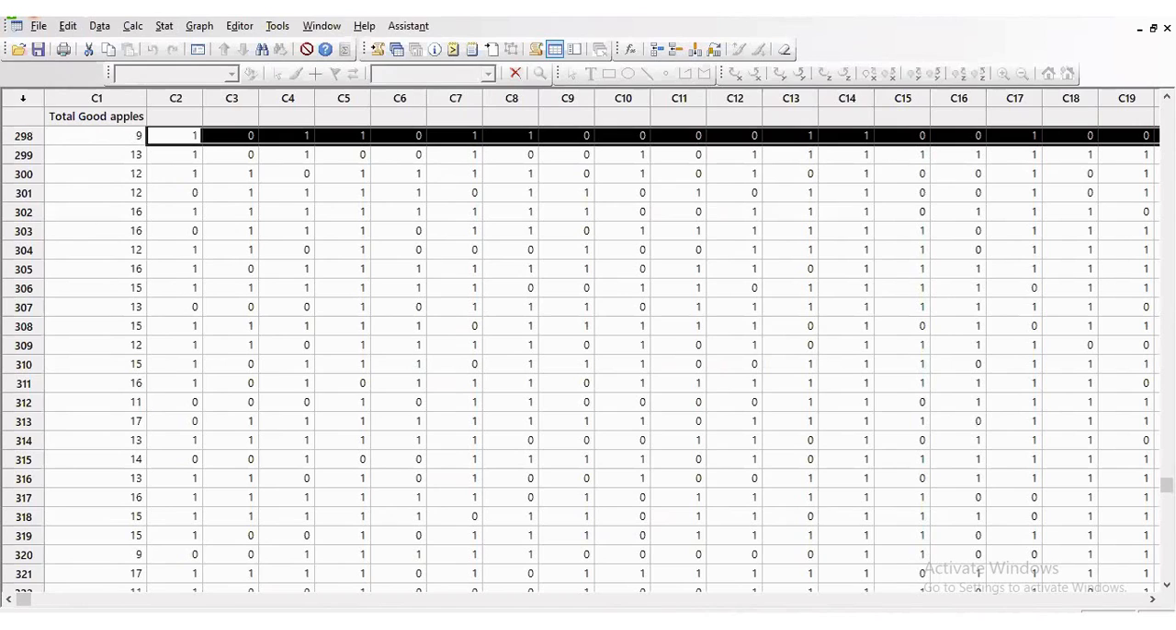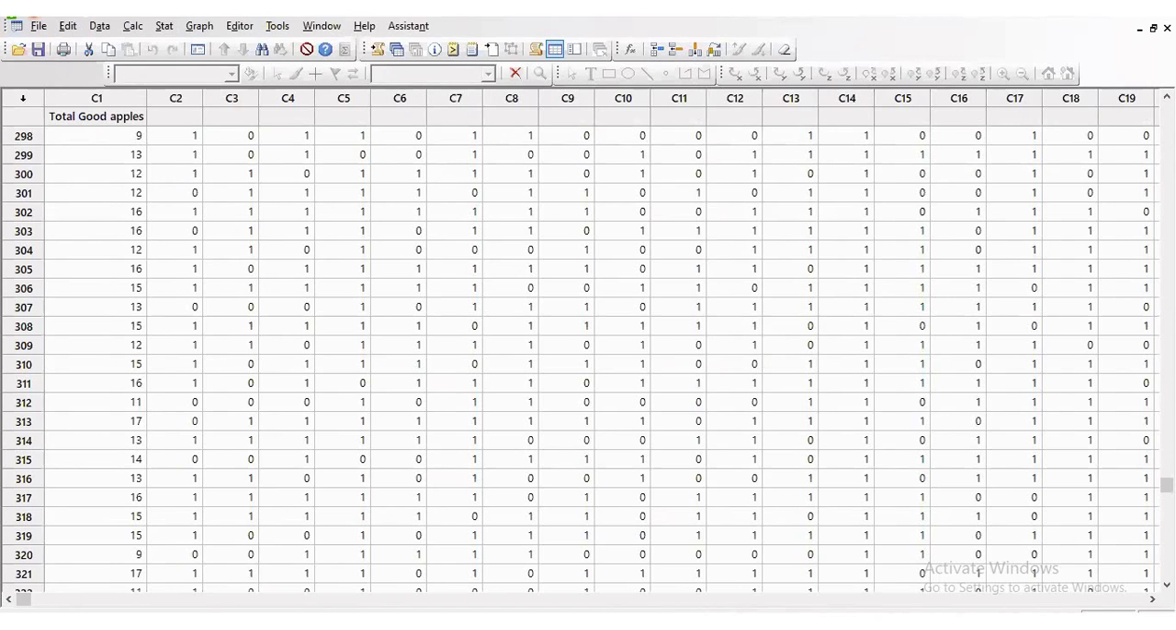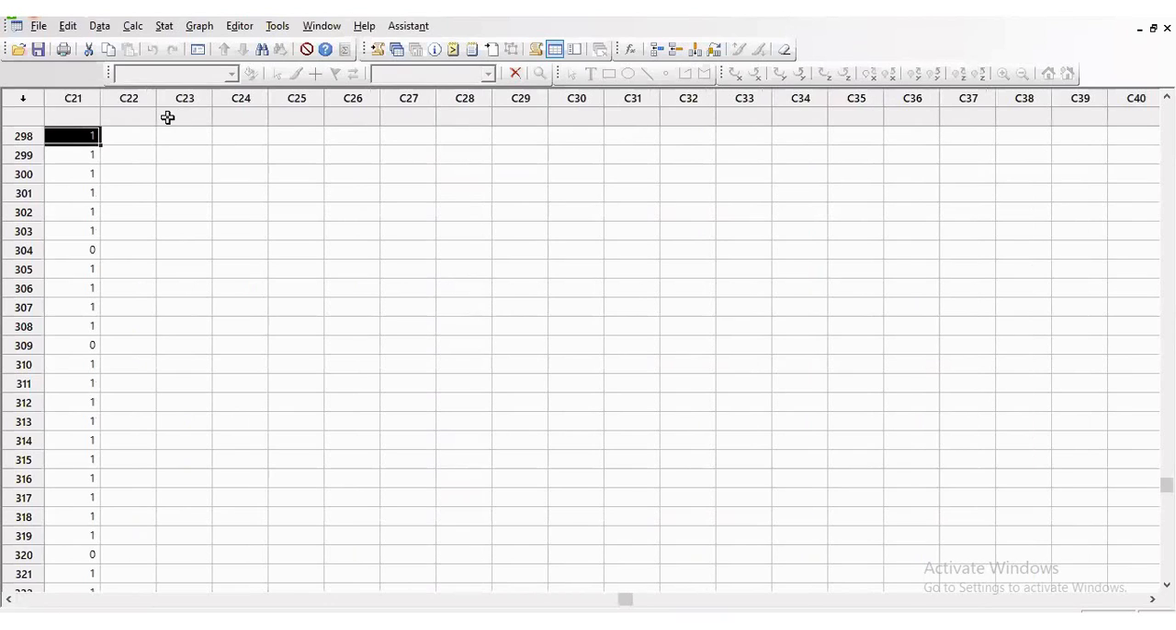Let's look here. I'm keeping one more column. Let us keep one more here. Calculate the percentage. Every day, what is the percentage of the apples he kept? Let us see. That total divided by 20. Calculate that.